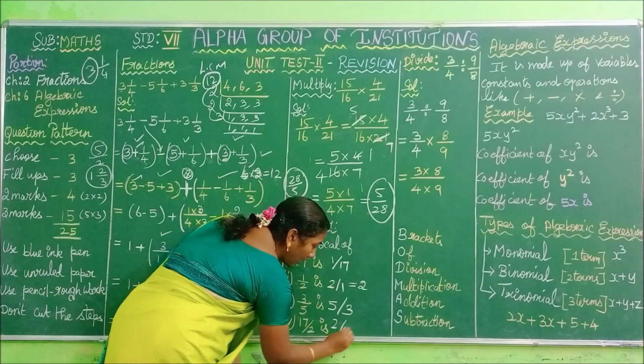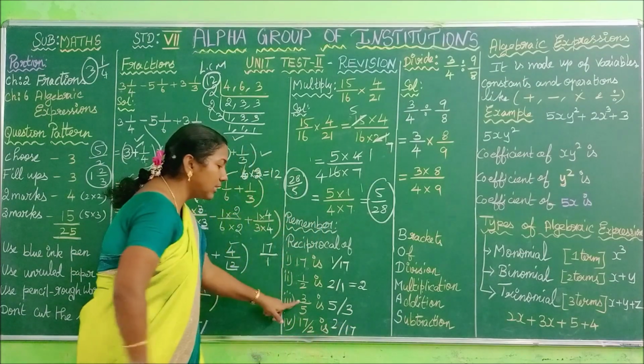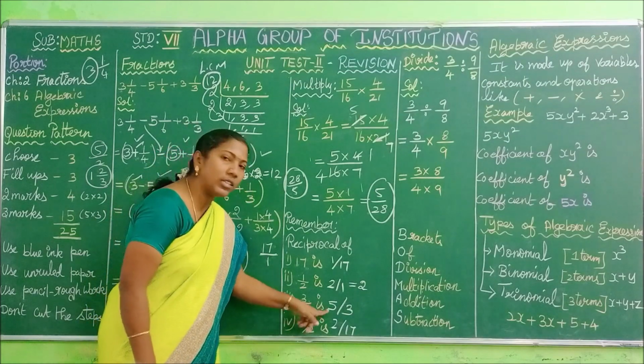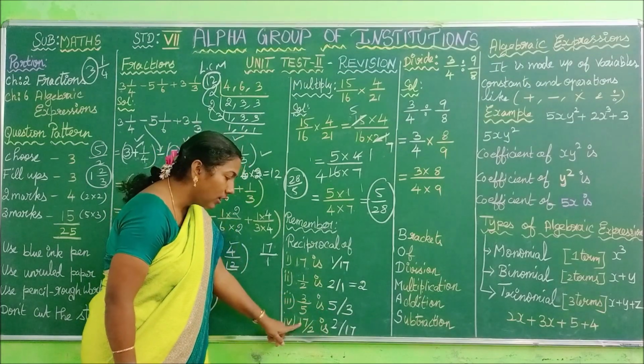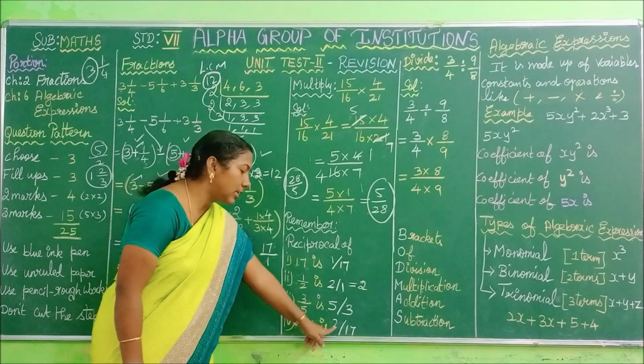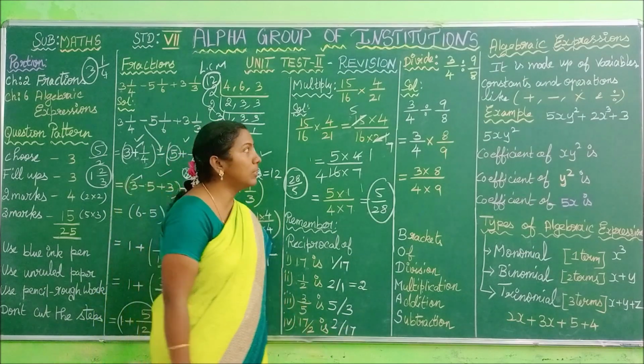And what is the reciprocal of 17 by 2? Yes, 2 by 17. Listen, children, this is a proper fraction. Its reciprocal is an improper fraction. Listen here, this is an improper fraction. Its reciprocal is a proper fraction. Okay, keep this in your mind.